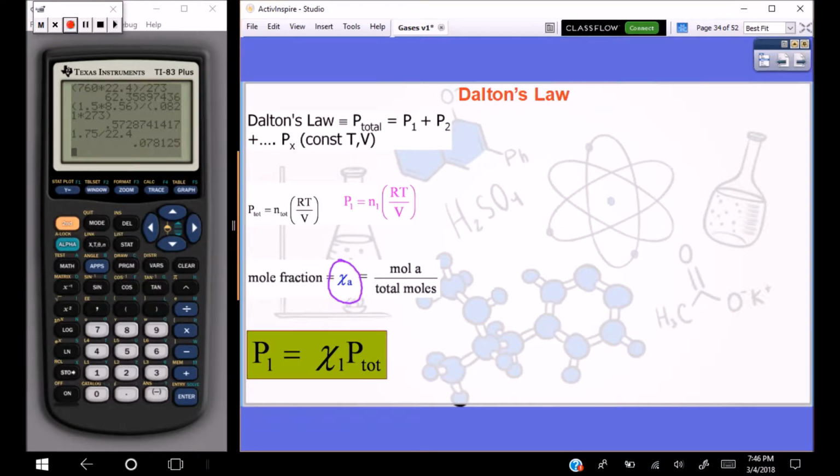I know it looks like an X. The mole fraction chi times the total pressure gives me the pressure of my individual gas. So there's really a couple of applications here for Dalton's Law. We're going to explore a few.